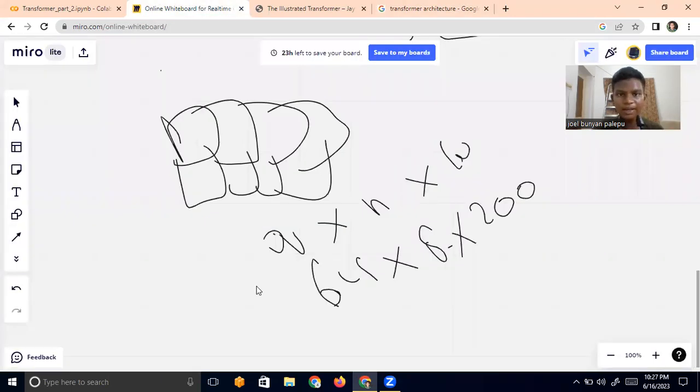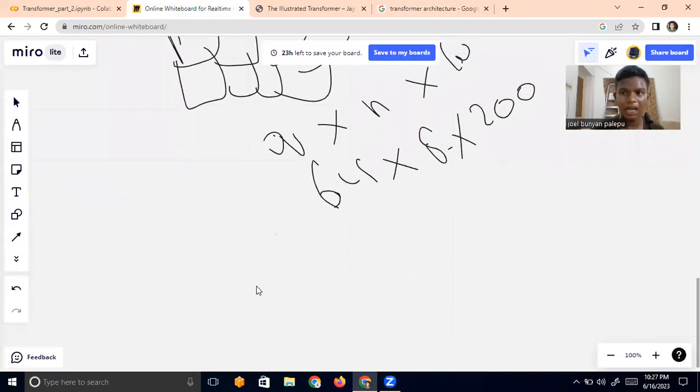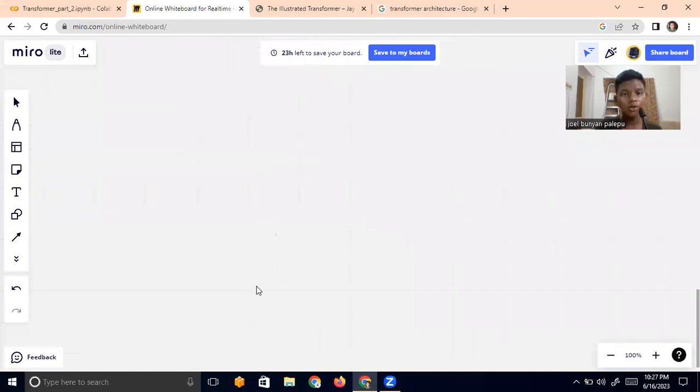So cross multi-head attention is nothing but, I'm going to go there. So what we are going to do is, let's just open the diagram again.